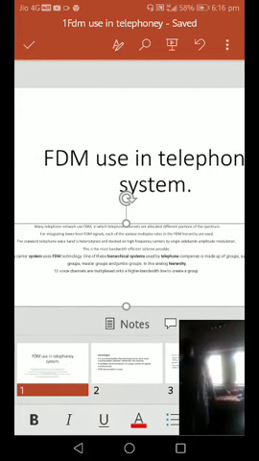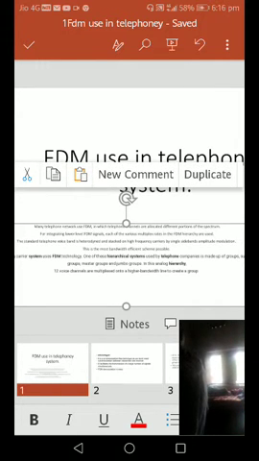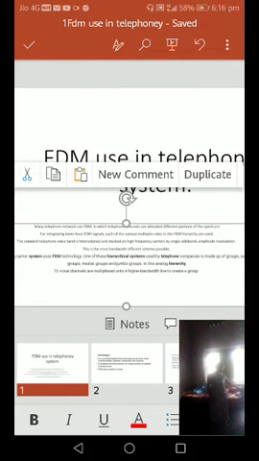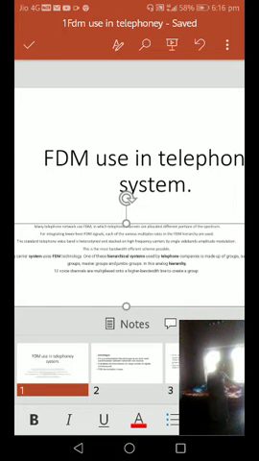These were used for standard voice signals. 12 voice channels are multiplexed onto a higher bandwidth line to create a group.